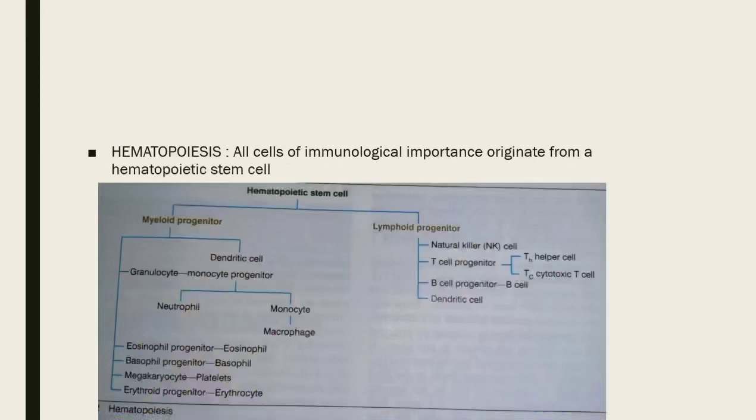Now, hematopoiesis. So all cells of immunological importance originate from hematopoietic stem cells. So here is the hematopoietic stem cell. So it is basically divided into two major types. So you can plot this diagram as it is easy and also it is important.